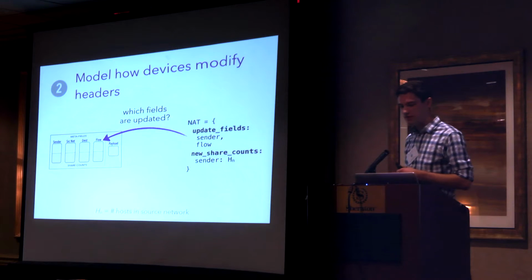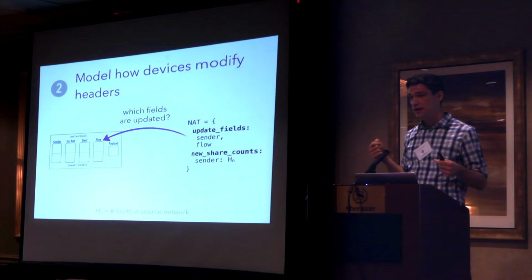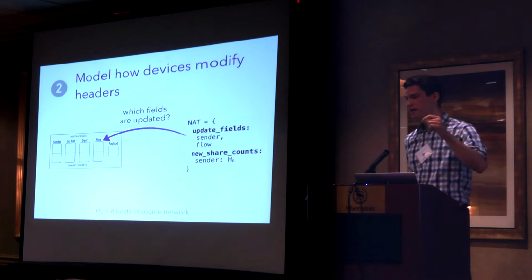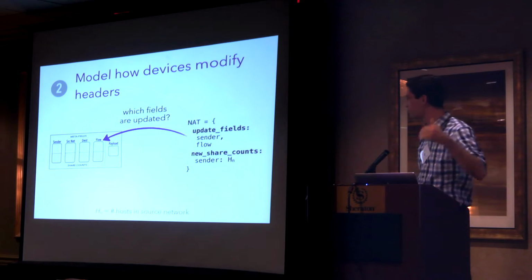First, you need to define which fields it updates. We don't actually track the actual values of these fields. We just keep a version number. So if a device updates the field, we move it to version 2. Secondly, you need to define what the new share counts are. If the device is updating header fields, the share counts might change. So you need to know what the new share counts are when a packet leaves this device.